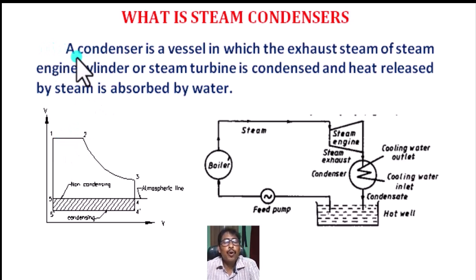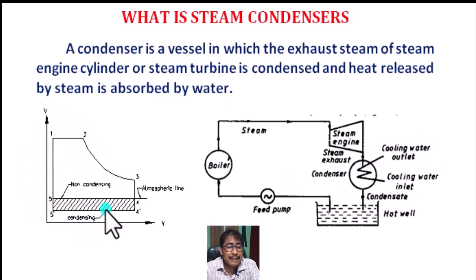Okay, so a condenser is a vessel. A condenser is a vessel in which the exhaust steam of a steam engine cylinder or steam turbine is condensed. Here steam is condensed and the heat released by steam is absorbed by the circulating water.